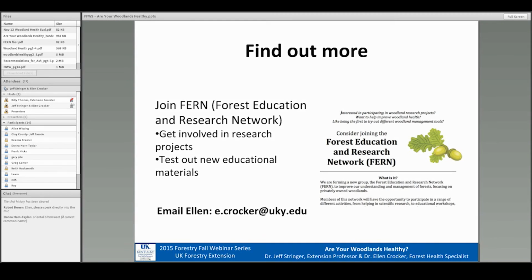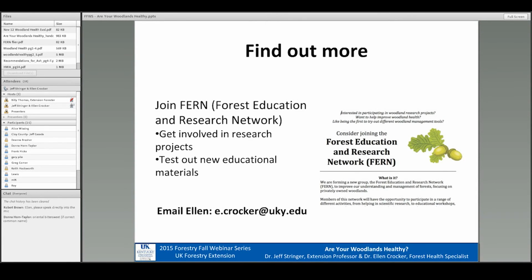If you want to learn more about it, or sign up for it, send me an email, e.crocker@uky.edu. We're hoping that this is going to be a great way to advance some of the research that we're doing on these forest health threats, as well as share knowledge across a number of different groups. So if that's something you're interested in, just shoot me an email.